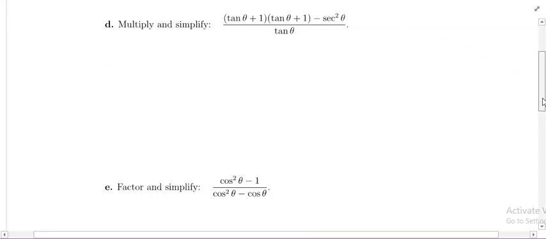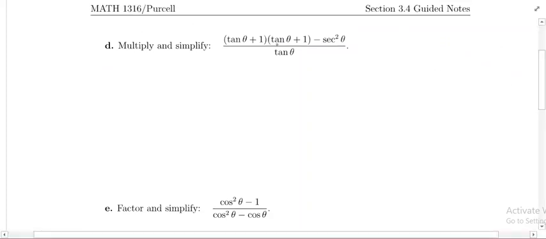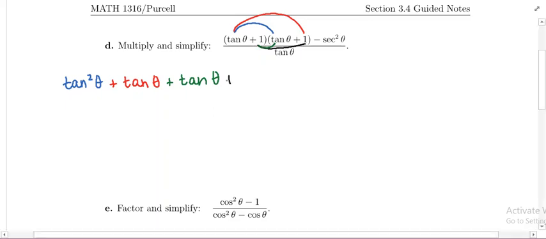If I FOIL, I first multiply the first terms together. Tangent theta times tangent theta is going to be tangent squared of theta. Then I multiply the outer terms: tangent theta times 1 gives us plus tangent theta. Then the inner terms: 1 times tangent of theta is plus tangent theta. Lastly, the last terms: 1 times 1 gives us plus 1. So we have multiplied out the tangent theta plus 1 times the tangent theta plus 1.